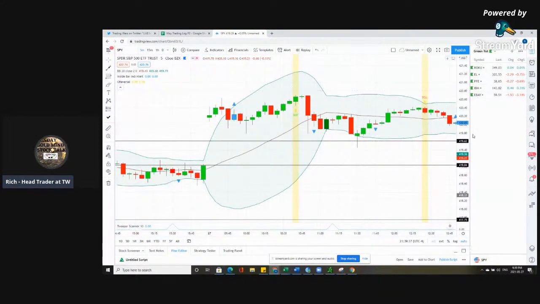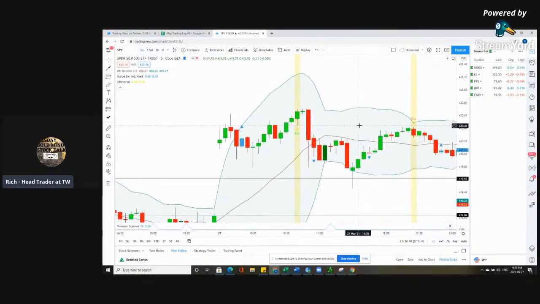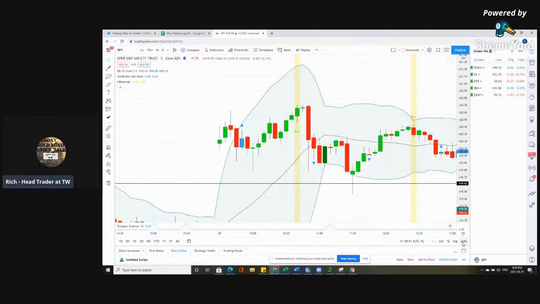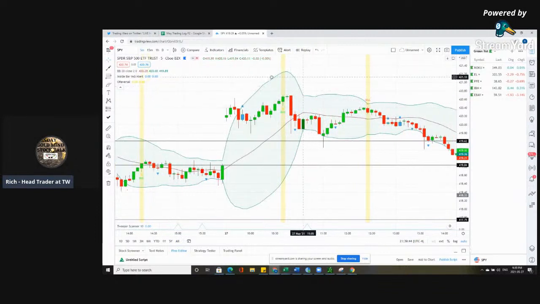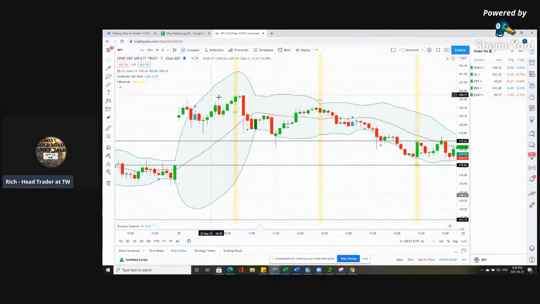Now we're hanging out. Then what comes up next? What comes up next is we have this outside bar. All right, so we have an outside bar here.